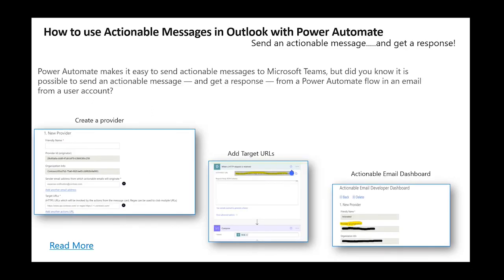The next one is an article around how to use actionable messages in Outlook with Power Automate. So you can send an actionable message and then actually get a response. This is some cool functionality. Power Automate makes it easy to send those messages to Teams, but you can also get a response from a Power Automate flow in an email. Some cool stuff there, and the article goes through explaining how to manage all that and how to use that functionality.